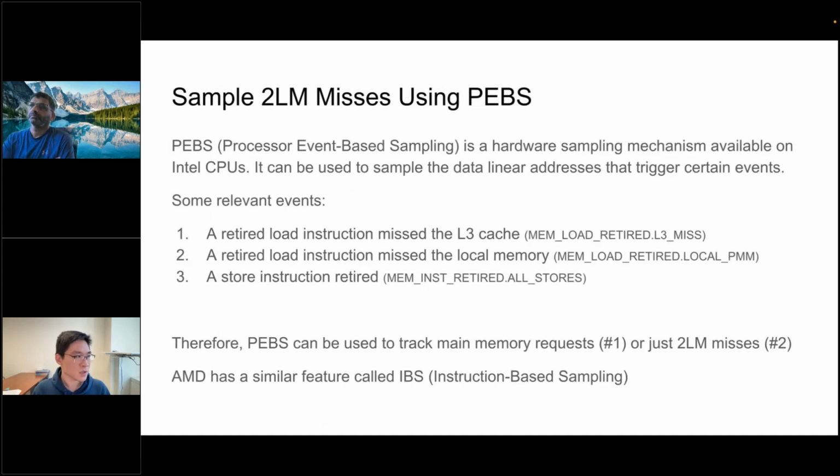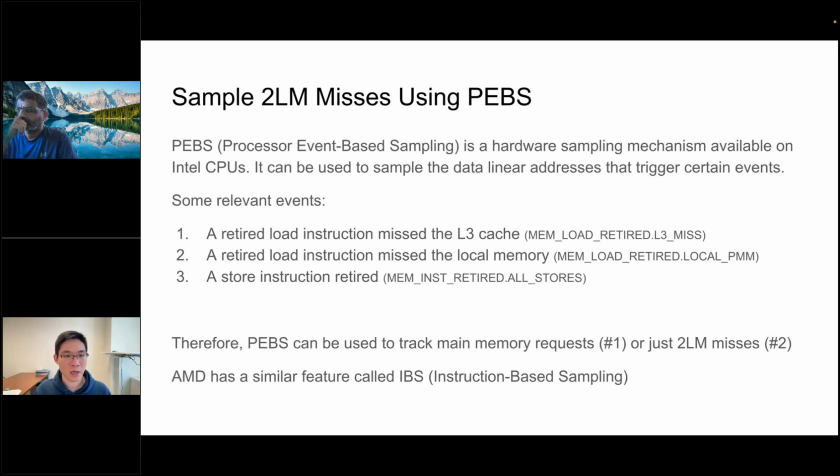So let me tell you more about what PEBS is. It's a hardware sampling mechanism available on Intel CPUs, and it can be used to, for example, sample the data linear addresses that trigger certain events. So here are some events that are relevant to memory. For example, you can sample the data linear address associated with a retired load instruction that missed the L3 cache. That means these load instructions result in main memory requests, and we are able to get a data linear address associated with that.